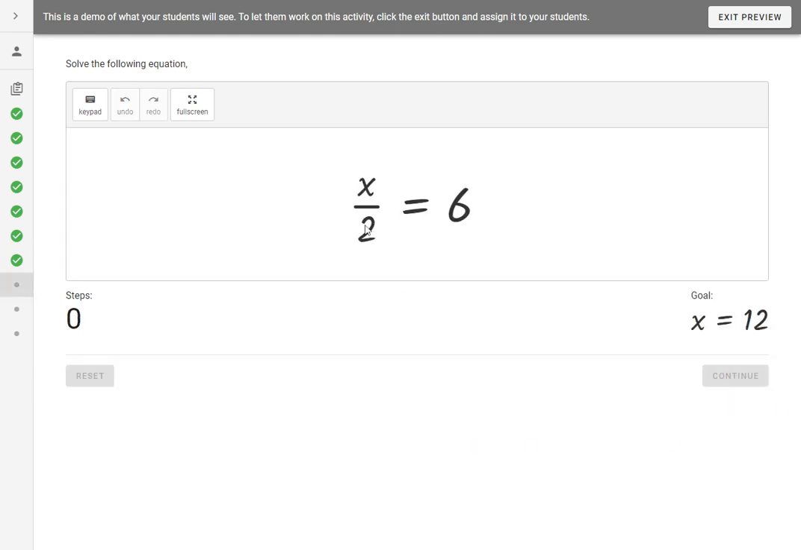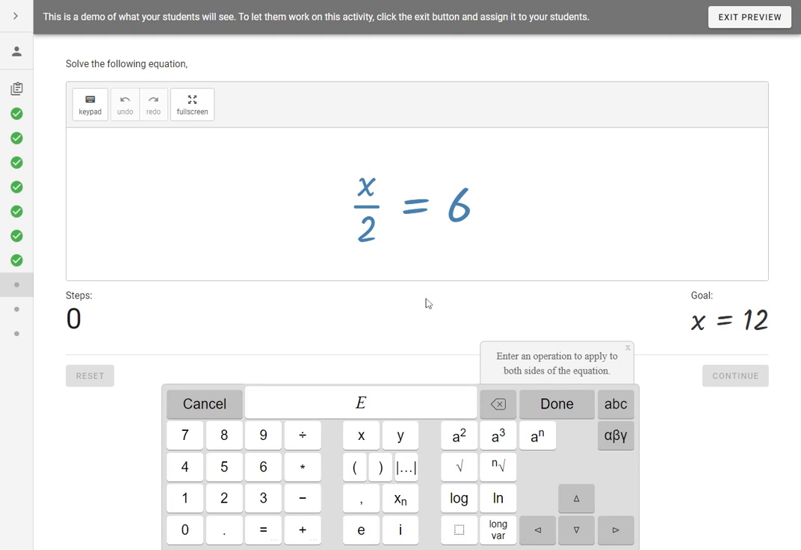Here we have x divided by 2 equals 6. Well, we know the answer is 12. But we're going to perform the opposite operations. What's the opposite to x divided by 2? Well, of course, we're going to multiply both sides by 2.